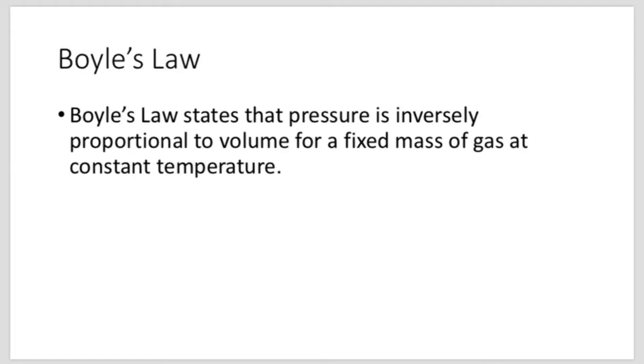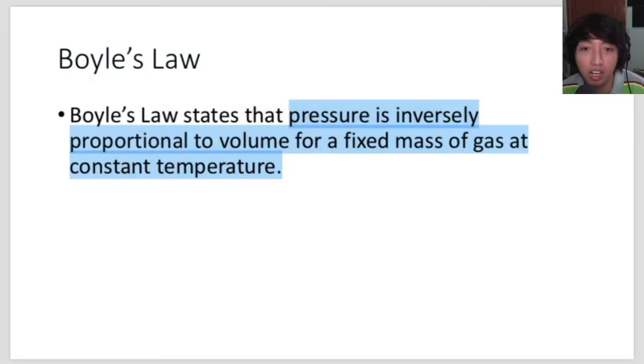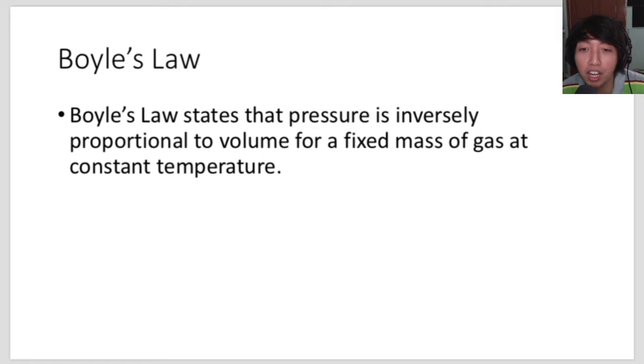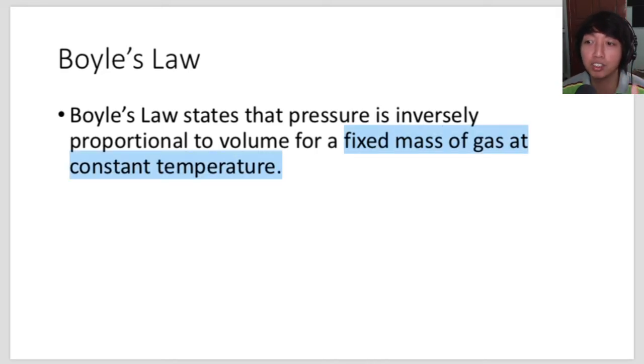All right, so Boyle's law states that pressure is inversely proportional to volume for a fixed mass of gas at constant temperature. Now, of course, you cannot ignore these two things. Fixed mass of gas, right? And constant temperature. So Boyle's law is assuming that the gas does not change temperature, because if you change the temperature, then it also changes the pressure and also changes the volume. And fixed mass of gas, of course, the mass of the gas, the number of molecules, is the same, right?